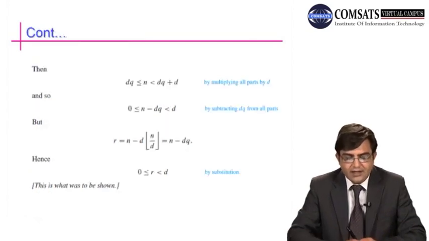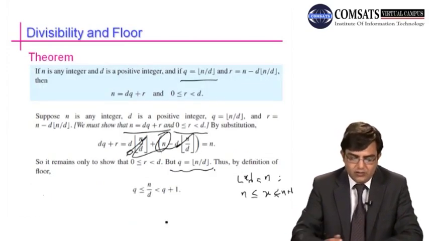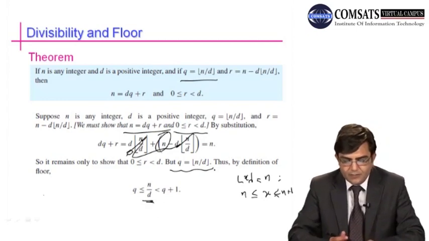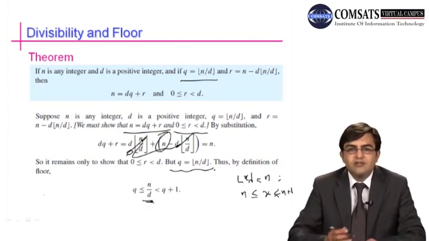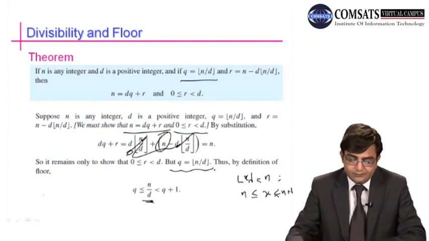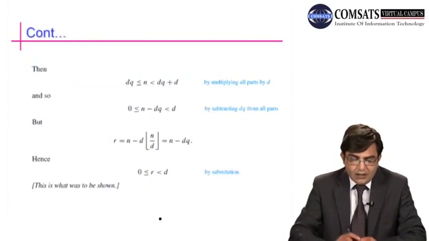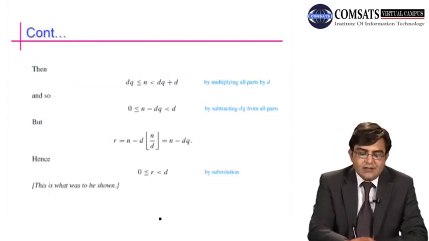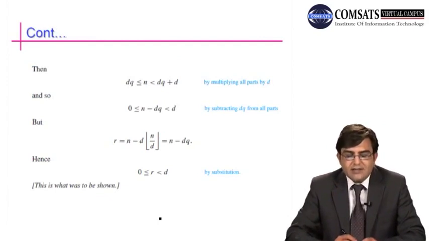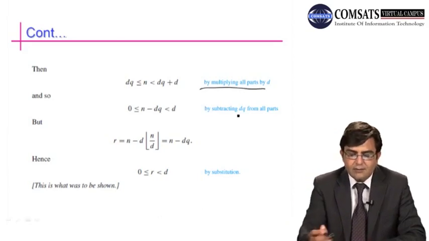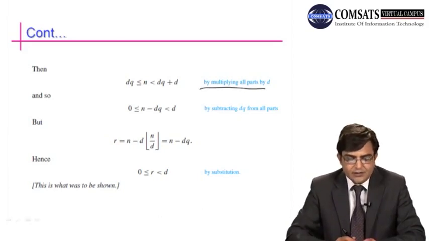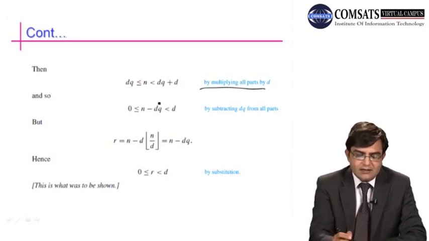So what we do in the next step, we multiply d on both sides. Here we have d in the denominator. We multiply d on both sides of the inequality, you can say on all three sides. So we obtain dq is less than or equal to n less than dq plus d. So here we are multiplying all parts by d.